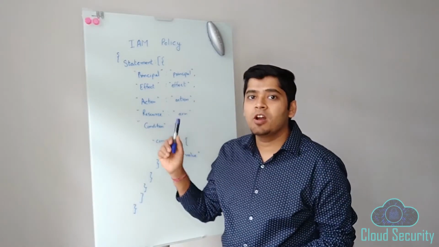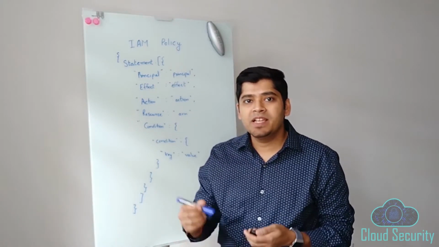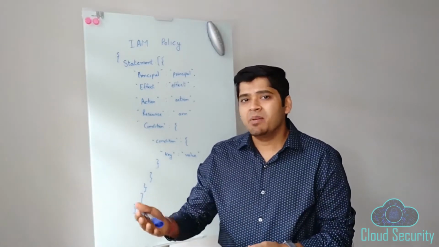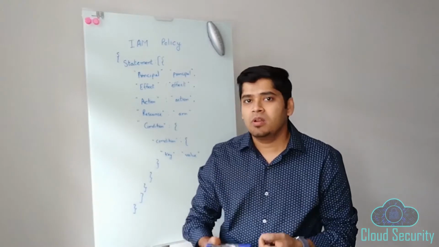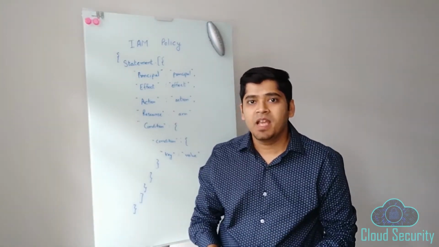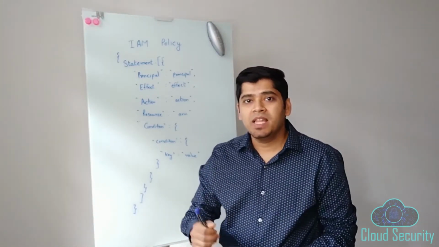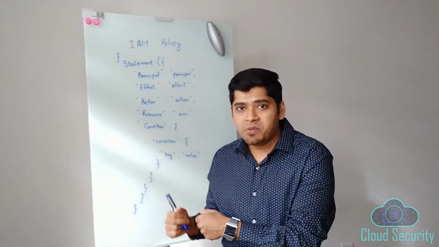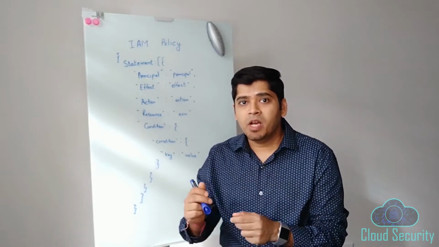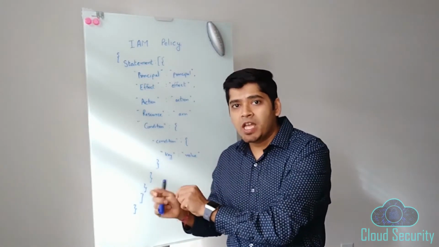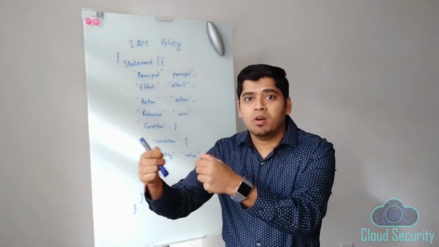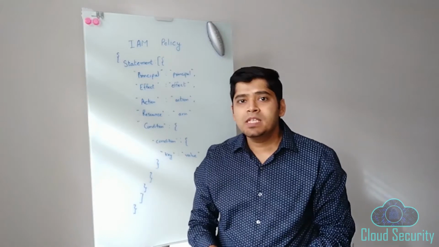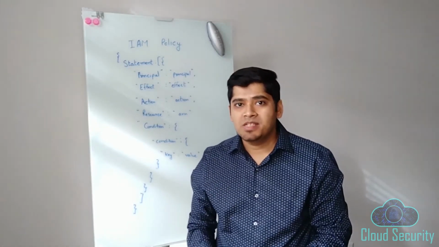First, we have this thing called principal. Principal is the entity that is allowed or denied access. It can be an IAM user, IAM role, and so on. Most of the time you will see that principal is missing from the IAM policy. Principal is actually optional. The reason is that you attach the IAM policy to an IAM user or a role, so principal is automatically inferred. Such policies are called identity-based policies.